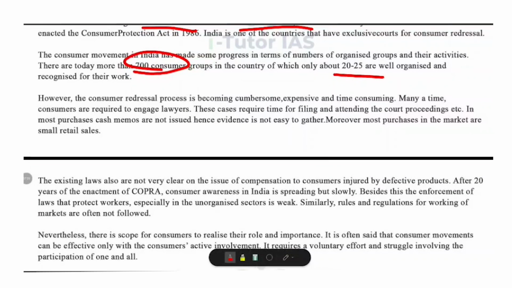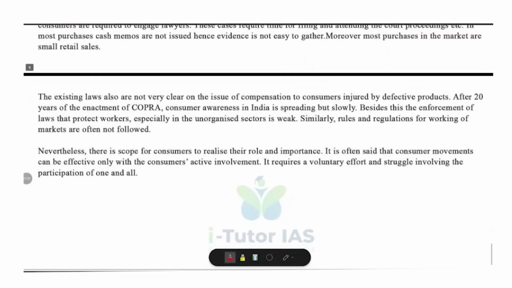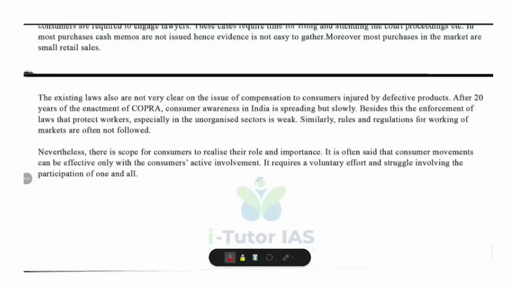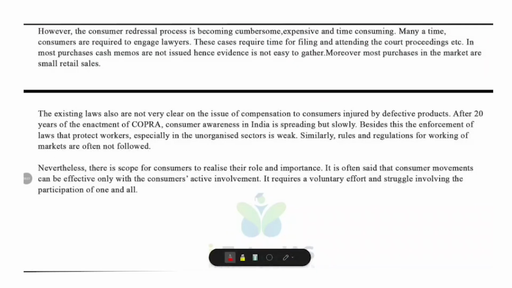Despite the progress, getting justice is not always easy. The consumer redressal process can be lengthy, costly, and time consuming. Often, consumers need to hire lawyers, and court proceedings take time. Gathering evidence is also a challenge, especially since many retail purchases don't provide cash memos. Moreover, most purchases are small scale, making it harder to file complaints effectively. Even today, the existing laws are not very clear on compensation for consumers injured by defective products.